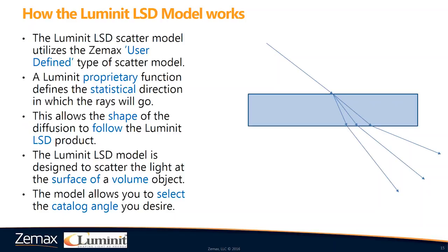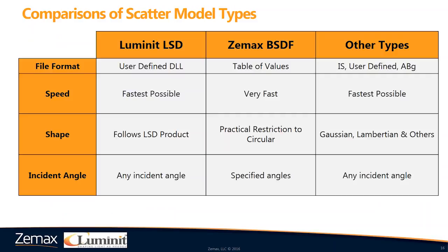Okay, so as far as file format goes, this model becomes a DLL. So speed-wise, it is going to be as fast as possible. The file exchange is going to be very fast within Zemax. If you look at the Zemax BSDF, it is a table of values. It is also very fast, and, as I'll show you on the next slide, it's text-based.